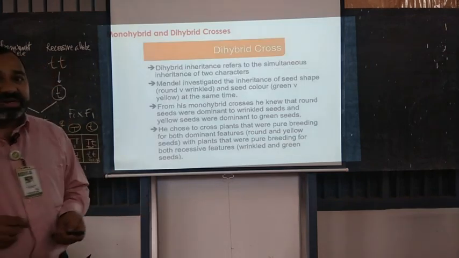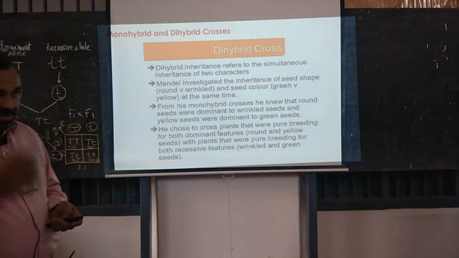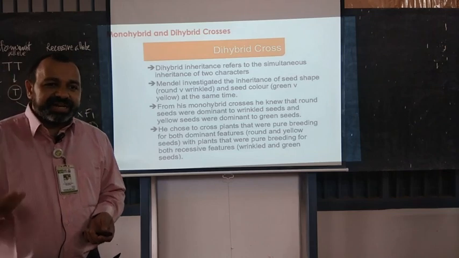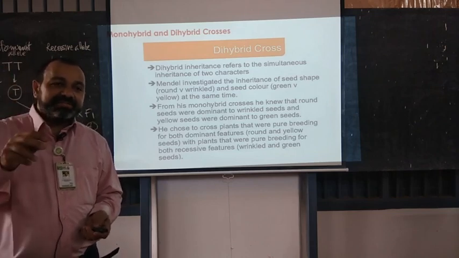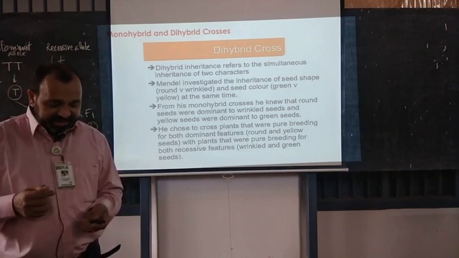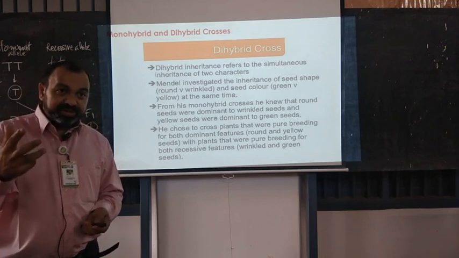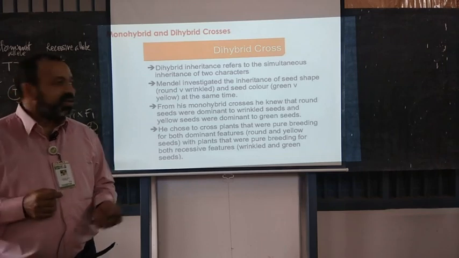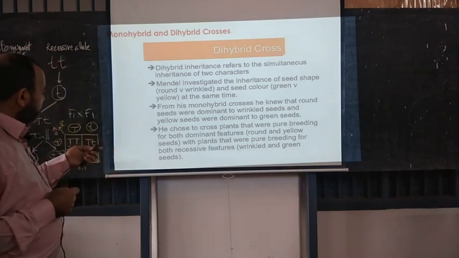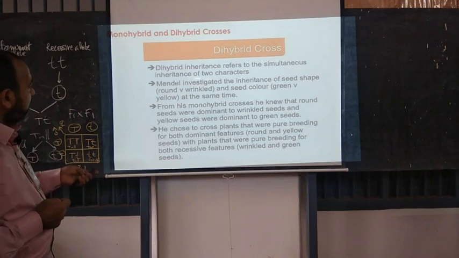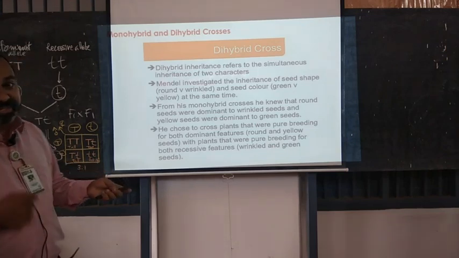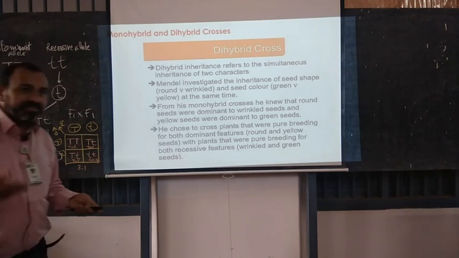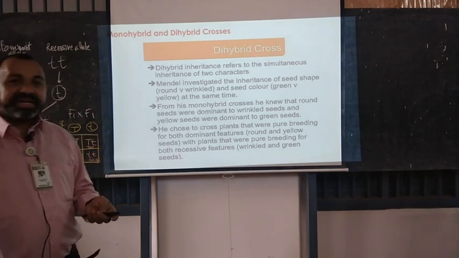Then coming to the dihybrid cross. Here di means 2. Here we are considering 2 traits at a time in a cross. So here a hybrid is produced where we consider 2 traits at a time. Dihybrid inheritance refers to the simultaneous inheritance of 2 characters. For example, maybe the flower color and height of the plant.